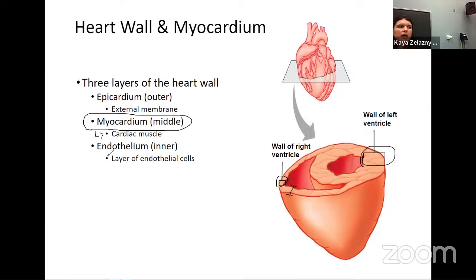And then there's also an inner layer of endothelial cells called the endothelium. And this is going to be true as we move forward to all our hollow organs. They're all going to have an inner lining of cells as well. They've got an outer lining, an inner lining, but the most important part is the myocardium where we have the muscle.